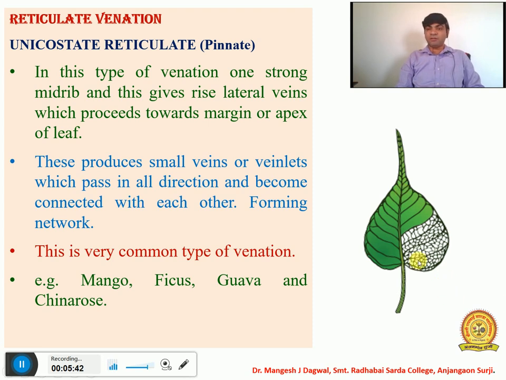Costa here represents the main midrib, and this produces small veins or veinlets which pass in all directions and become connected with each other, forming a network. This is a very common type of venation which occurs in most plants. For example, in mango, in ficus, in guava, and also in the China rose. And this is the diagrammatic view of the unicostate reticulate venation.